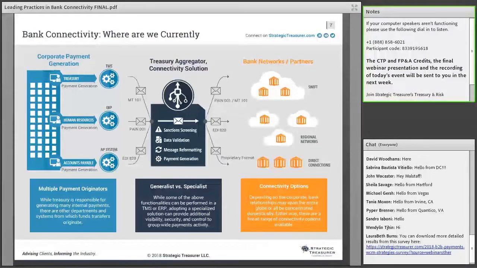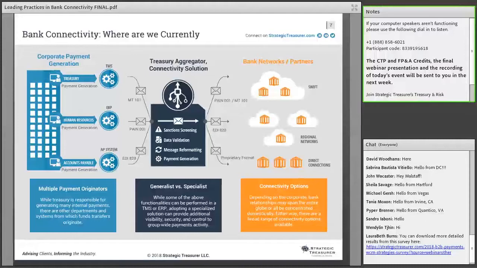And now, where are we currently? What is the scenario? So you will need to pay attention to this complex chart. There's a lot in it, so let me unpack it for you. The concept of a Treasury aggregator in the middle here is a function, a service that will handle both information aggregation and payment hub capabilities.